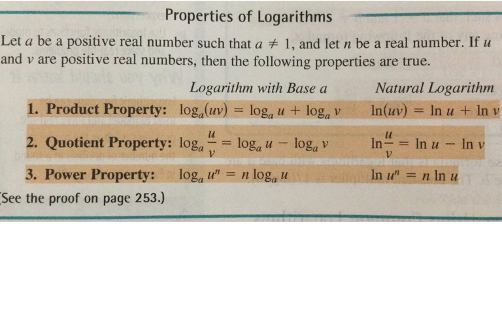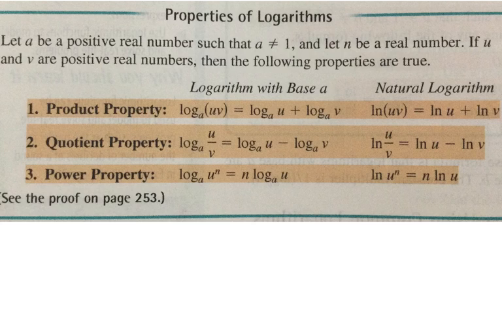Right, the quotient property. Here I have two things in the argument being divided. That means I can rewrite them over subtraction. Now the one thing you have to make sure of is that the numerator is always positive. You see I've got log of u is positive, and then we're subtracting whatever was in the denominator. So log of v goes in the denominator.